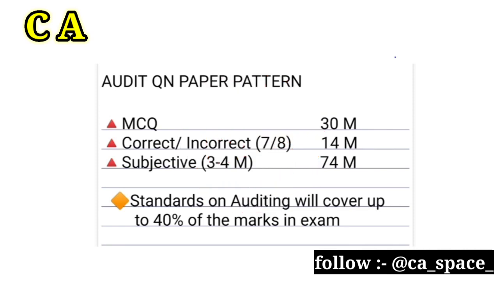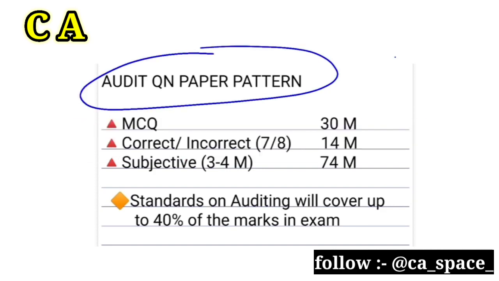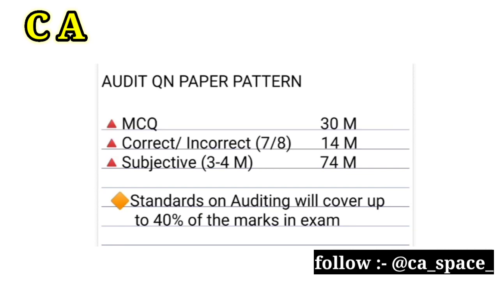So first what we are going to see is the audit question paper pattern. In an auditing exam, your question paper consists of MCQs, correct and incorrect, and also a subjective paper. Subjective paper means your short and long answers. Your MCQs come for 30 marks in the exam, your correct or incorrect comes for 14 marks, and your subjective paper comes for 74 marks. In your MCQs you can have 1 mark MCQs and 2 mark MCQs also. Depending on that you will get questions for 30 marks.